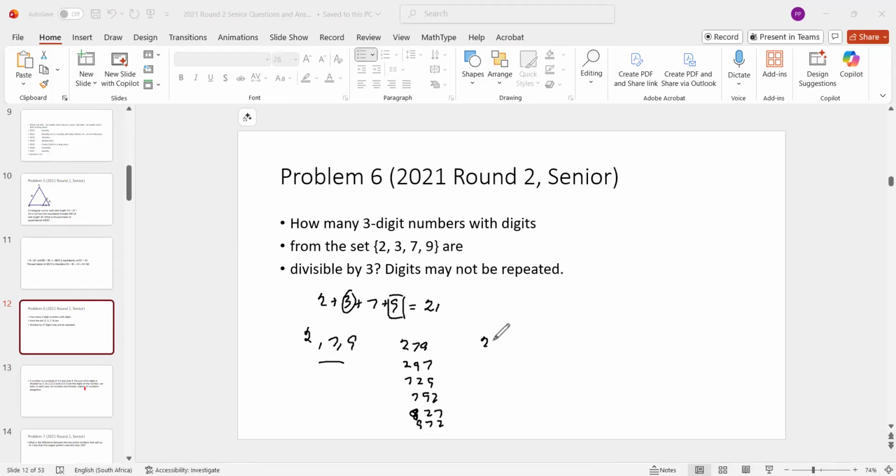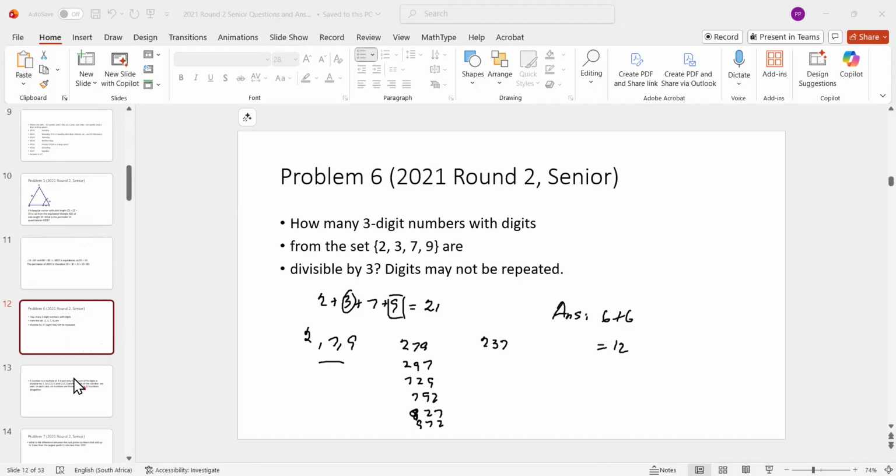in which case you're left with 2, 3, 7. And for the same reason, you will have 6 new numbers there, all of which are divisible by 3, because here they're adding up to 18, here they're adding up to 12. So the answer is 6 plus 6. Those are the only numbers which are divisible by 3. You have to remove either 3 or 9 to get a number which is a multiple of 3.